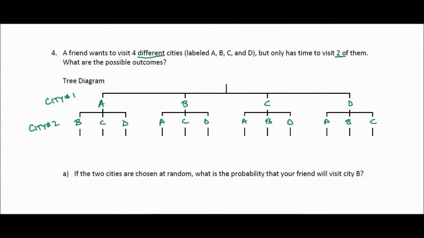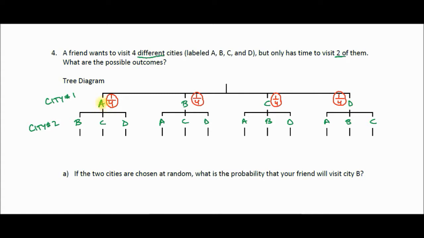Alright, let's take a look at our probabilities. 4 choices, probability of picking city A: 1 city makes us happy, A, over the total number of cities, 4. So 1 out of 4 is our probability. Same thing for B, same thing for C, and same thing for D. We have a 1 out of 4 chance of picking that city.